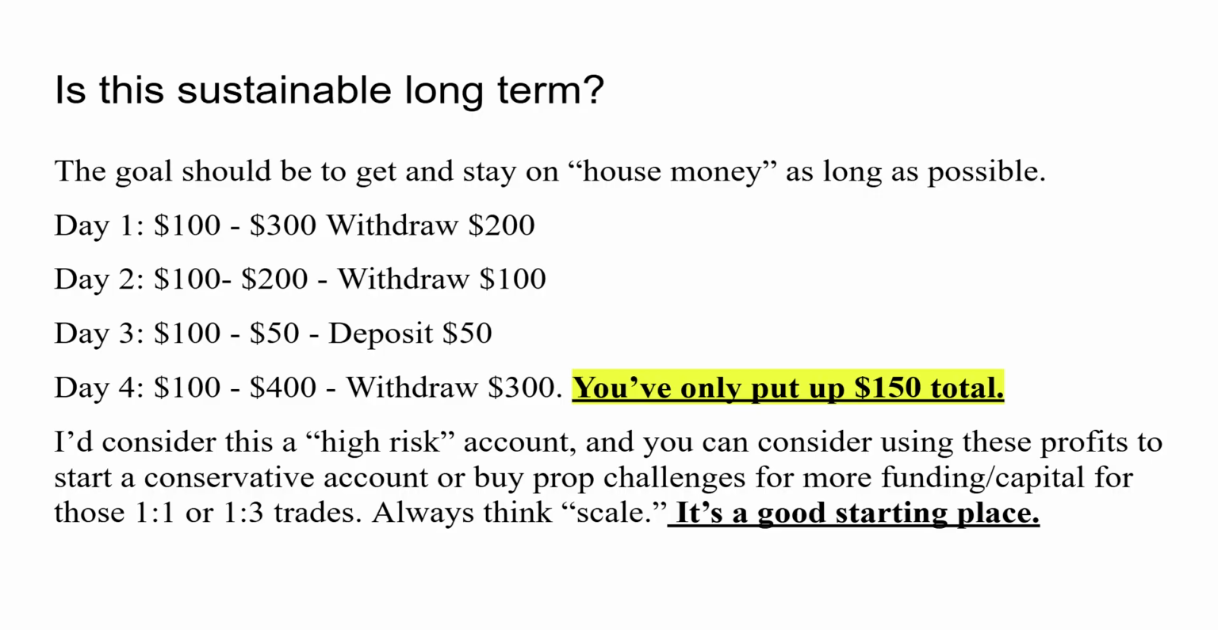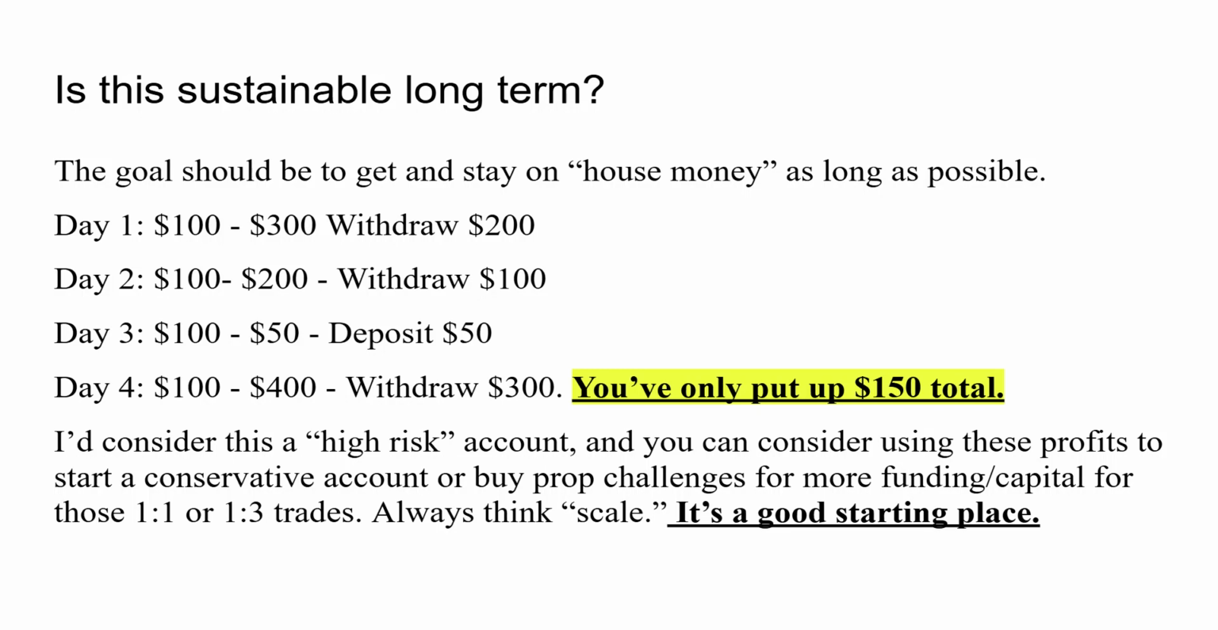So that means the broker's money. Once you get out your initial principal, you're trading the broker's money. You're trading free at that point. So let's say, for example, you have a day one where you turn 100 into 300 and you withdraw. Okay, now technically you're on house money. Day two, you managed to turn 100 into 200. You'd make another withdrawal. That's still house money.